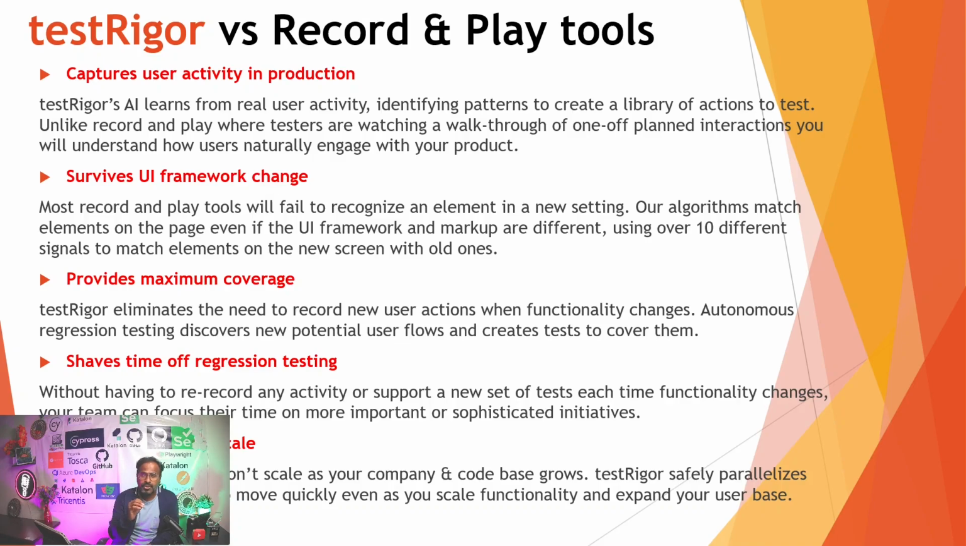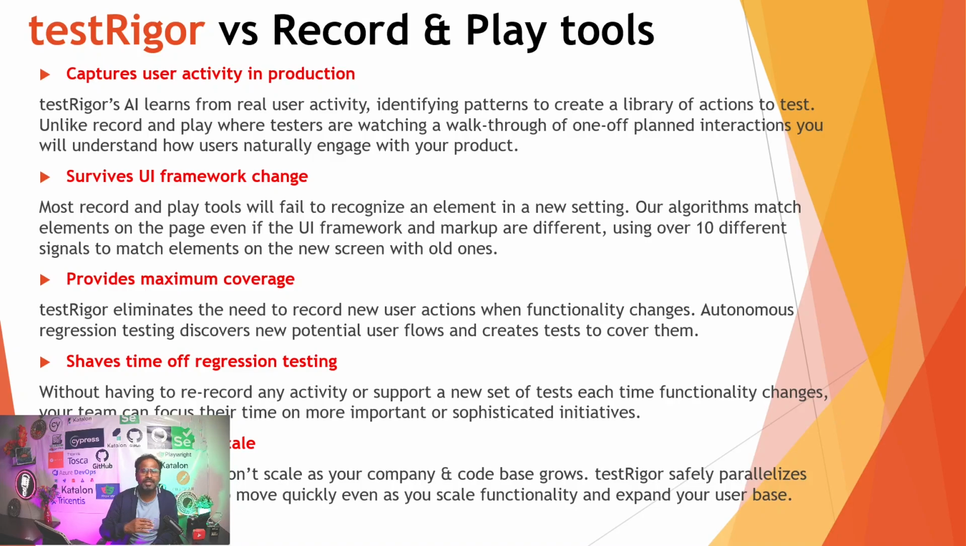Most record and playback tools will fail to recognize an element if your application gets any changes. Let's say your application is upgraded to the latest version. Then your record and playback tools fail to recognize the elements most of the time. But by using testRigor, algorithms can match elements on the page even if the UI framework and markup are different, using over 10 different signals to match elements on the new screen with old ones.